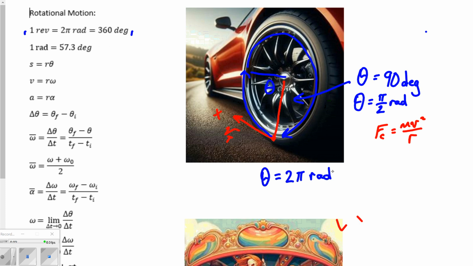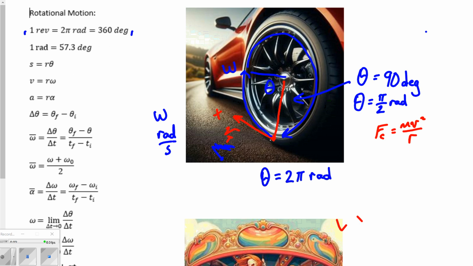Now I said a second ago that this wheel has got two velocities. It's got this tangential velocity, like we've always talked about, but you've also got an angular velocity. So an angular velocity, I'll write it again here, omega, and it's measured in radians per second, not squared. That was a typo.